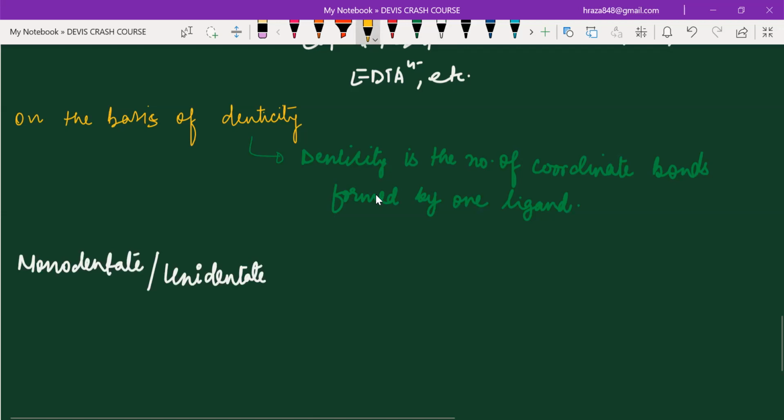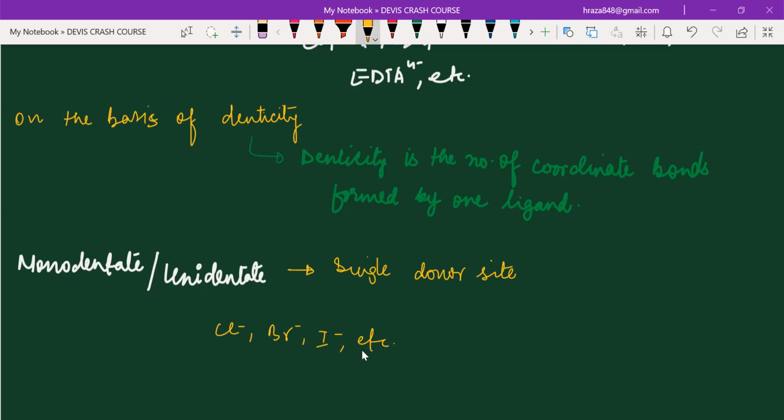With the help of the denticity of a ligand, you can easily calculate the coordination number. Are you getting my point? Ligands having only a single donor atom, that is your donor site, are monodentate, for example Cl minus, Br minus, I minus, etc. That forms only one ligand bond.